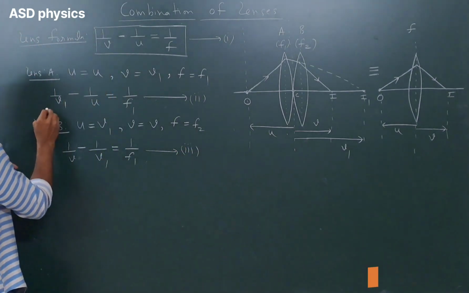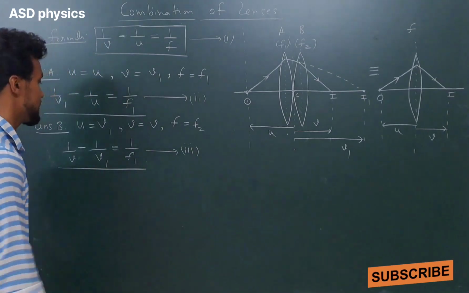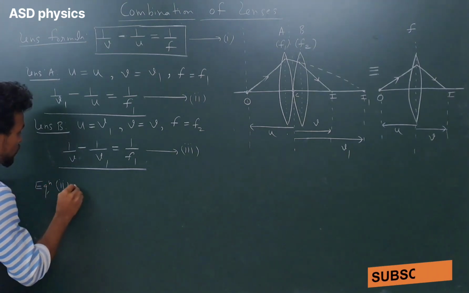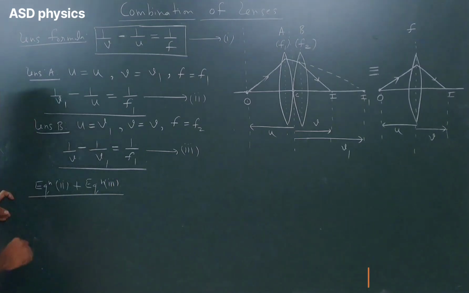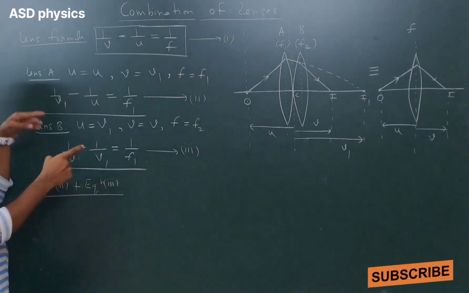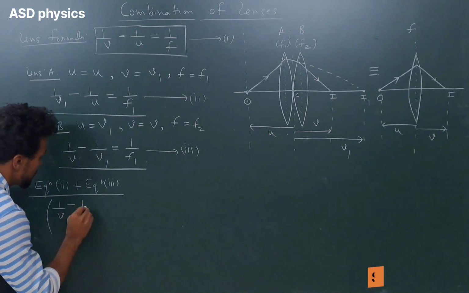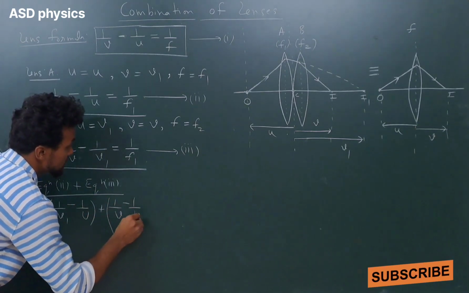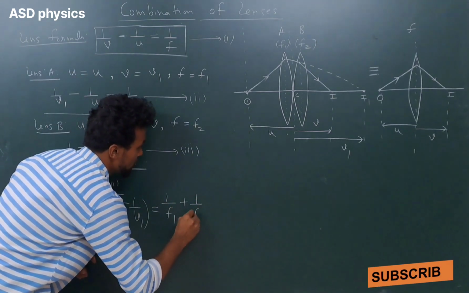So now we have this equation and this equation. What are we going to do? We are going to add the equations: equation 2 plus equation 3, or you can write it in language form, adding both the equations. Here plus 1 by V1, here minus 1 by V1, so both will cancel out. You can see 1 by V1 minus 1 by U plus 1 by V minus 1 by V1. The right side will also add: 1 by F1 plus 1 by F2.